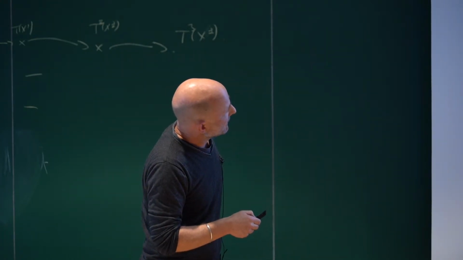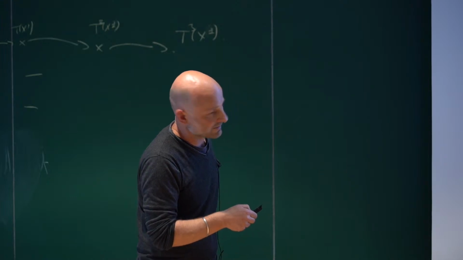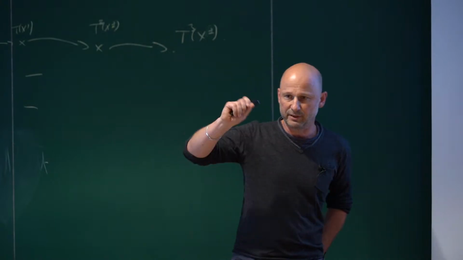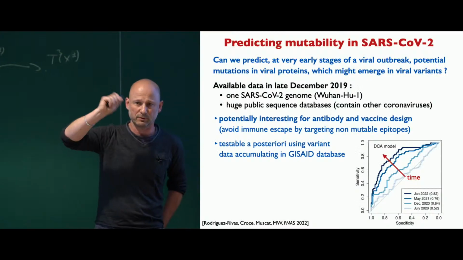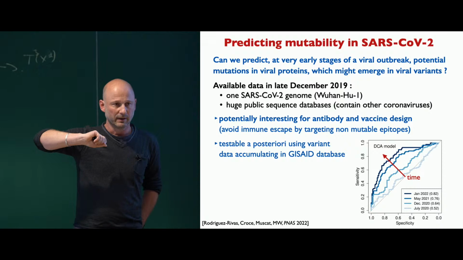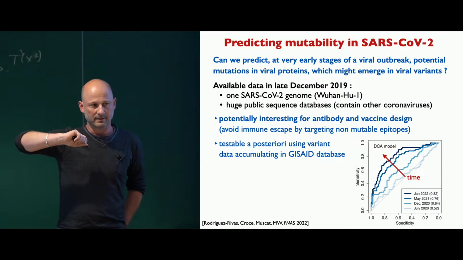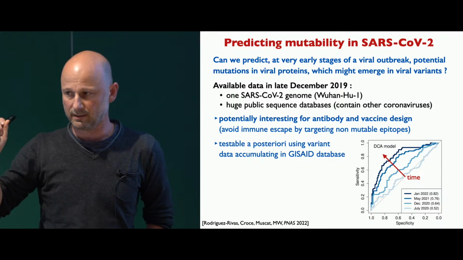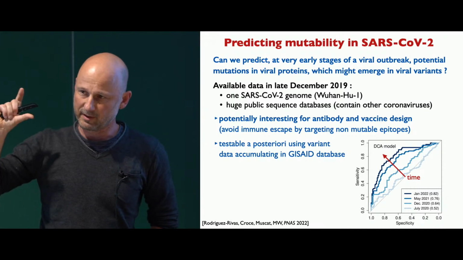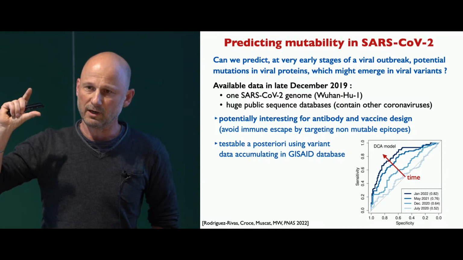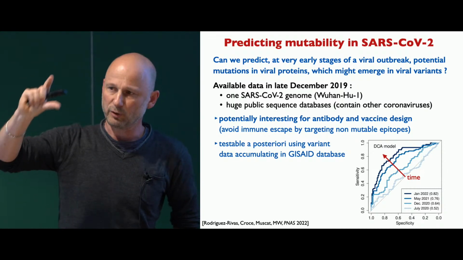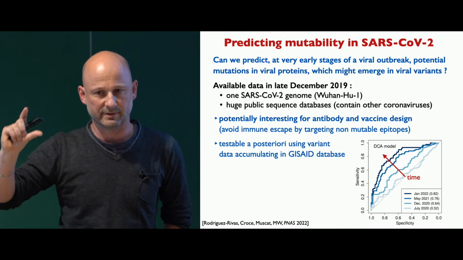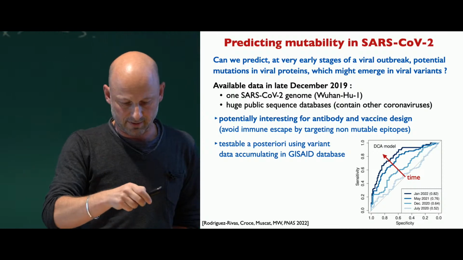And why is this interesting? If you can actually predict which sites are very mutable, so what might change a lot, you would like to avoid these sites in, for instance, vaccine design or in antibody therapies, because with these therapies or vaccines, you would like to target sites which are not mutable, because the virus wouldn't have the chance to escape. So in principle, this can be interesting.